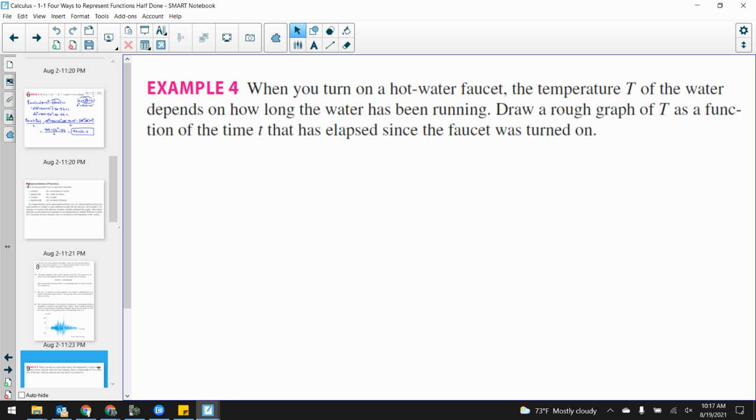What is T? T is temperature of the water. You turn on the faucet, you crank the hot water on. What happens to the temperature of the water as time goes on? Label your axes. Draw a rough graph of temperature as a function of time since the water was turned on.